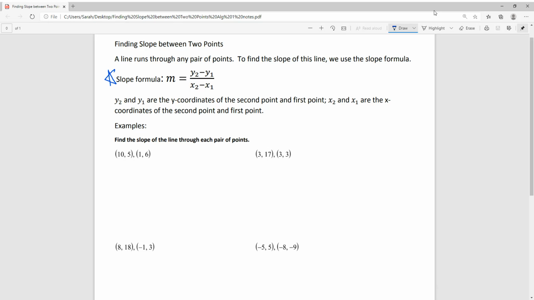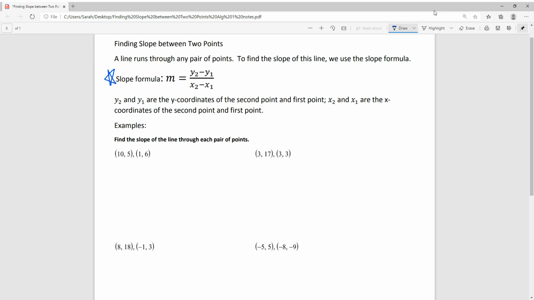We use the letter M to describe slope. I have looked for a long time to figure out why we use M. I have not found a good reason, so we're just going to go with it. M is slope. The way we find our slope is it says y2 minus y1, which just means subtract the two y coordinates, divided by x2 minus x1, which means subtract the two x coordinates, and then divide.